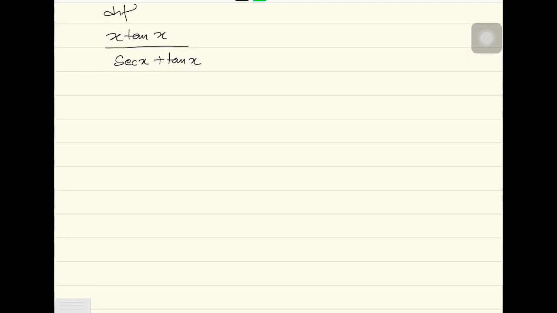Let me write here, differentiate, by the way, x tan x divided by sec x plus tan x. So a little difficult one here. How would you start?